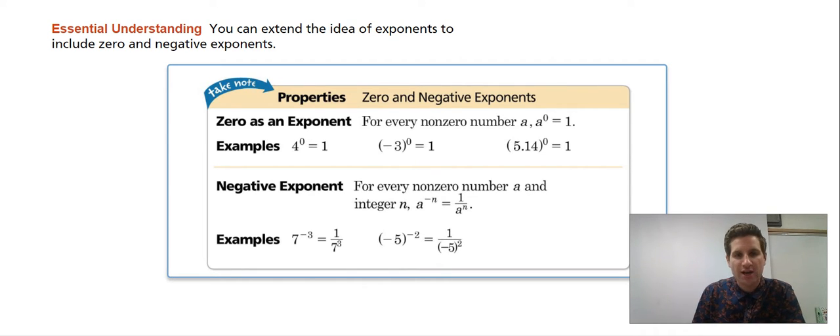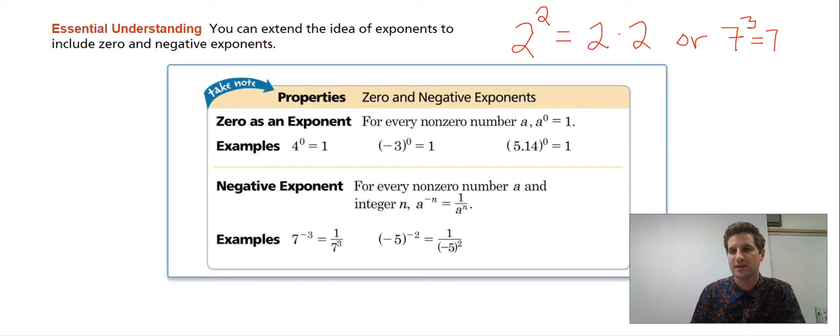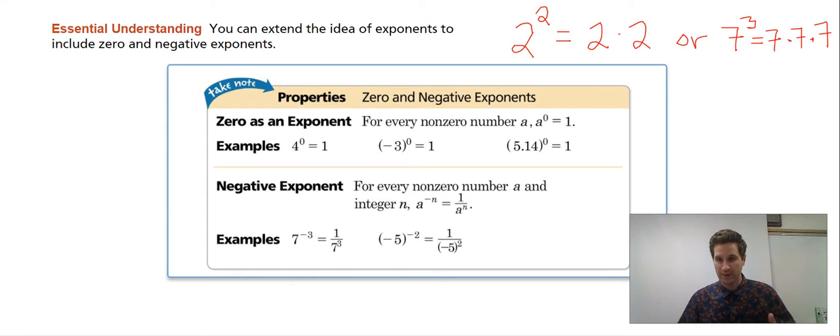So it says essential understanding. You can extend the idea of exponents to include 0 and negative exponents. Just recall, you don't have to write this down, but 2 to the second power means 2 times 2. Or we could also do 7 to the third power, which would be 7 times 7 times 7. Okay, so an exponent just tells us how many times we multiply that base to itself. So 2 squared means multiply 2 twice. 7 to the third means multiply 7 3 different times by itself.